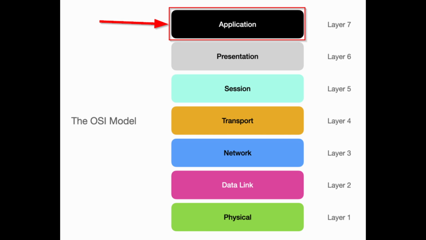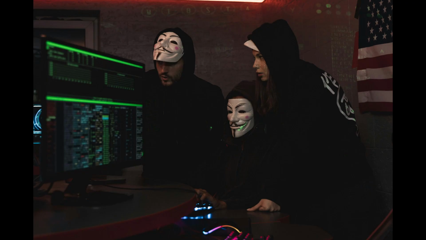From a security perspective, the application layer is where many security vulnerabilities exist. Threat actors or cyber criminals often target applications to gain access to sensitive information or disrupt services. And this is why application security is extremely important.